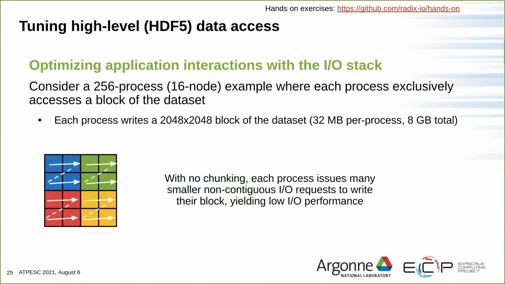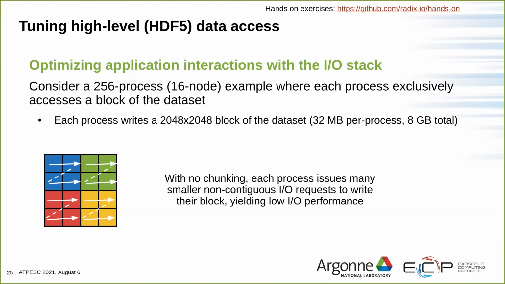I have some results from a simple example that uses a block-based decomposition like we've shown there, and we can work through different HDF5 optimizations and see what kind of impact they have on observed performance. This is 256 processes, 16 nodes on Cori, and each process has exclusive access to a block of the data set. I think these blocks are 2K by 2K, which comes out to 32 megs per process for a total of 8 gigabytes.